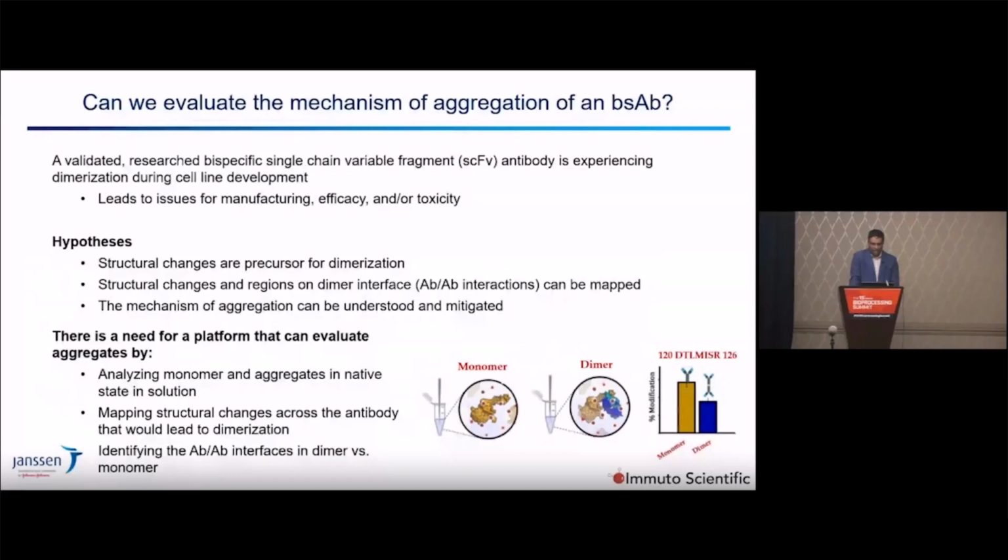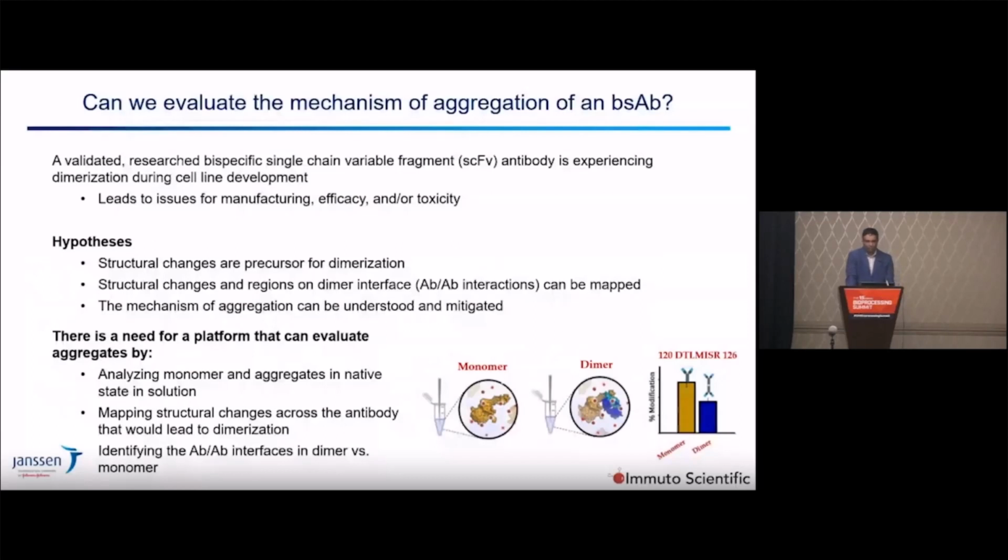Secondly, structural changes in regions on the dimer interface can be mapped effectively using a technique that I'm going to talk to you about. And then the mechanism of aggregation can be understood and then mitigated from really understanding the mechanism.